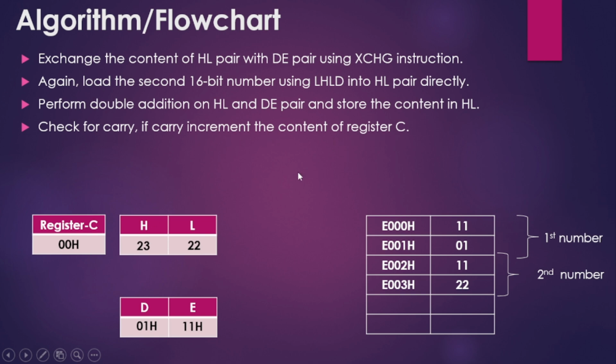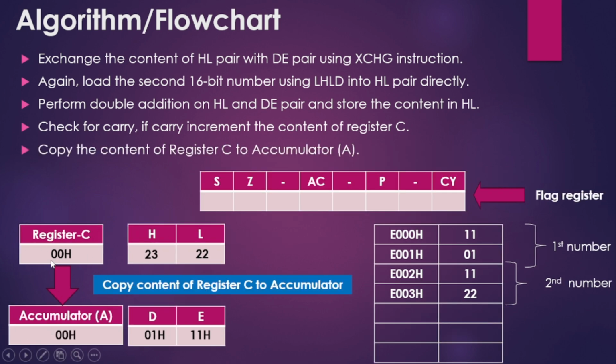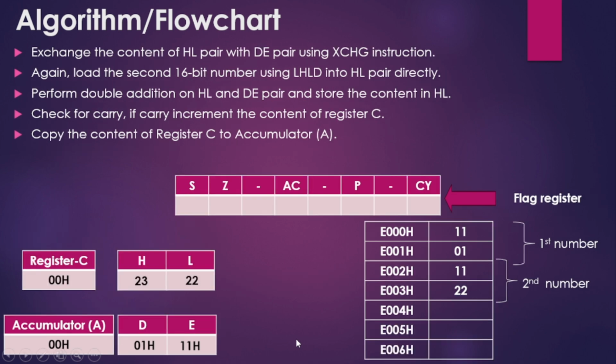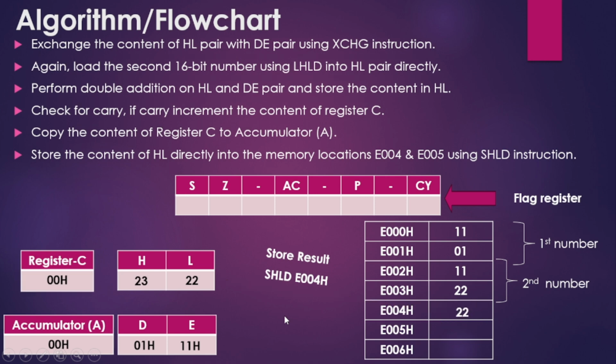Step 8. Check for carry. If carry, then increment the content of register C by 1, else continue to save the result and the carry to memory. Step 9. Copy the content of register C to accumulator A. Step 10. Store the content of HL directly into the memory locations E004 and E005 using the SHLD instruction.